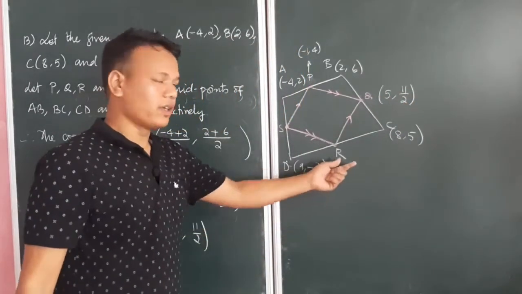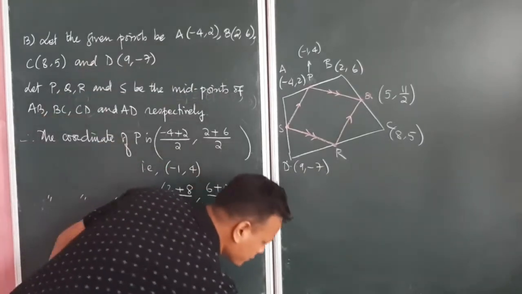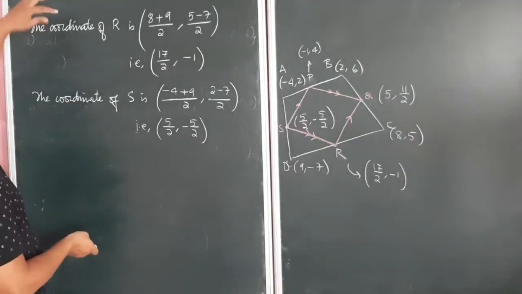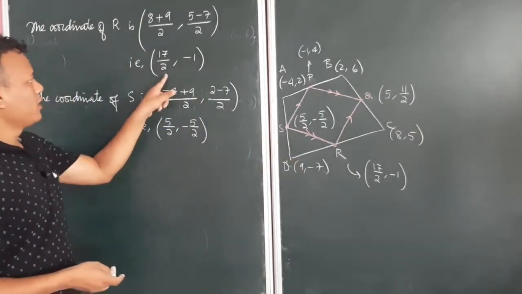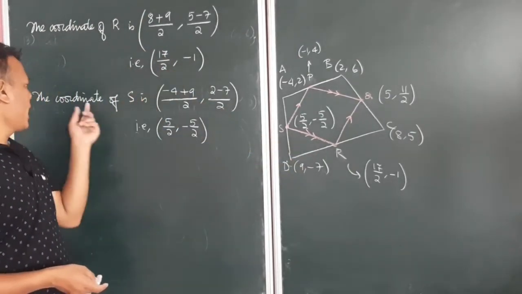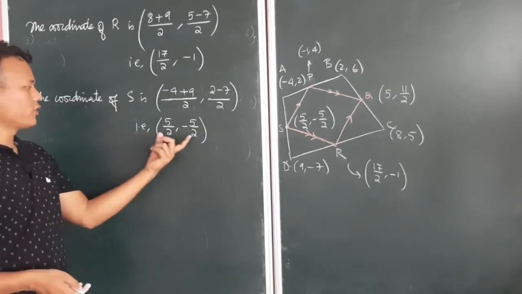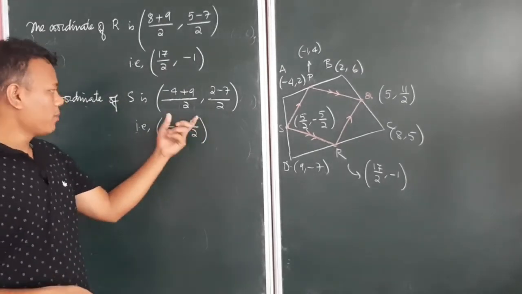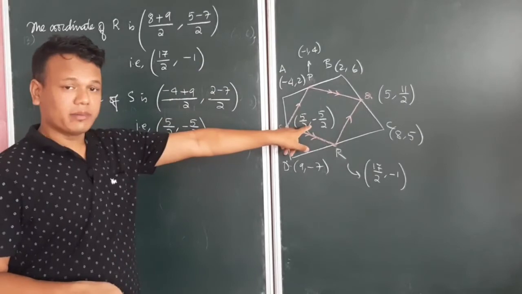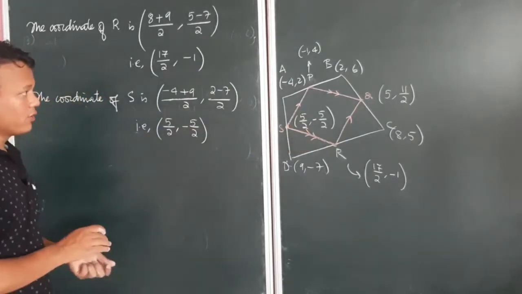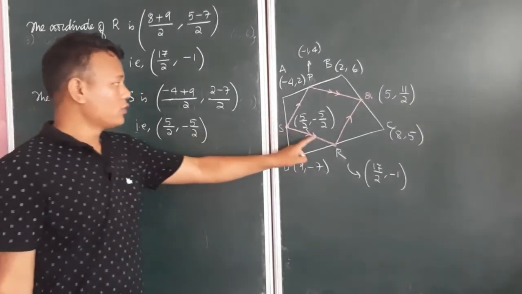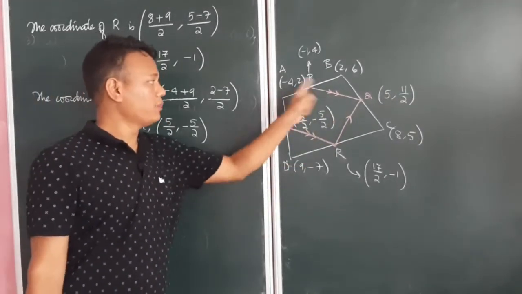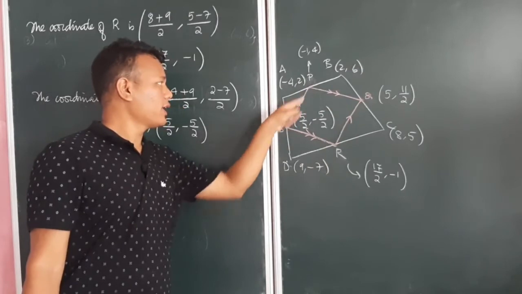Similarly, let us find the coordinate of R. This turns out to be 17 by 2 comma minus 1. And the coordinate of S turns out to be this much. I have marked the coordinates in the diagram as well. I don't have space here, so let me erase this so that we'll be able to find the slope of each side: PQ, QR, RS and SP.